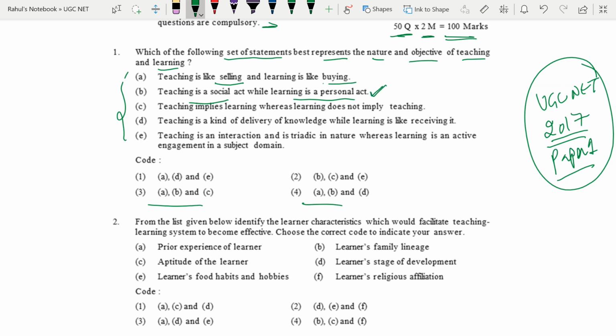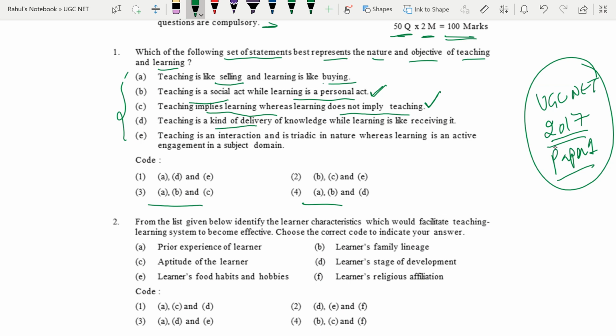Why? Because you teach in a social group, whereas learning is a kind of personal act. You can learn alone as well and by yourself as well. So B is true. Option C: teaching implies learning, whereas learning does not imply teaching. Yes, it is also true, because whenever you are teaching you are learning, but if you are learning it doesn't mean you are teaching. So conceptually it is correct.